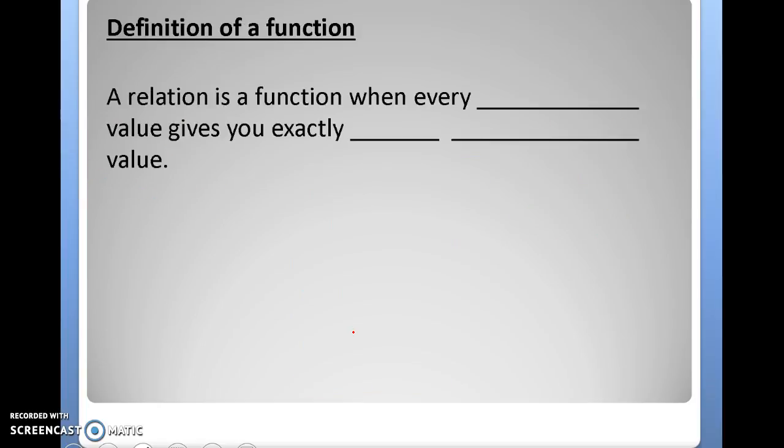So what is the definition of a function? The official definition is this. When a relation is a function, it is when every input value, so every x value, gives you exactly one output value. So we could say that for every x, there's exactly one y value. Or for every domain value, there's exactly one range value. But the key is that whenever we stick a number in, we know exactly what is the one number we're going to get back out. And if it gives us one number, then it is a function.